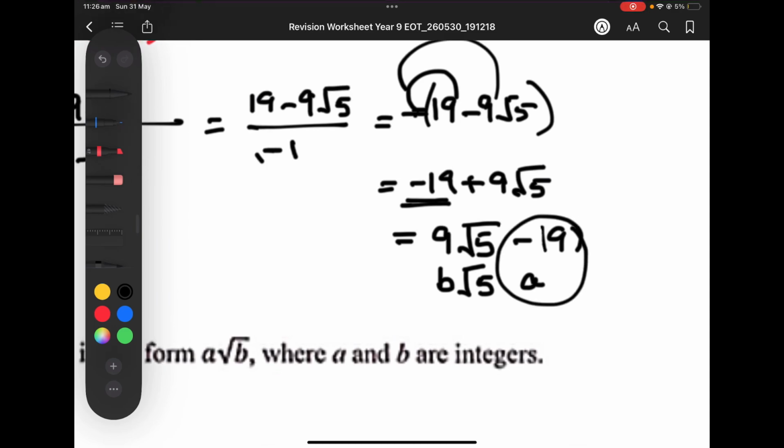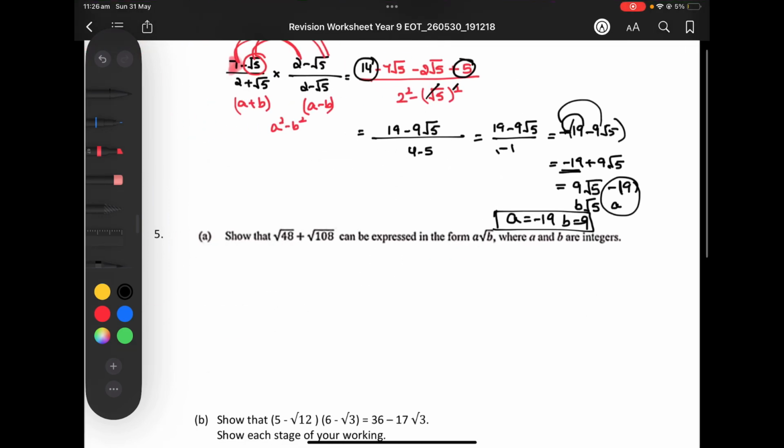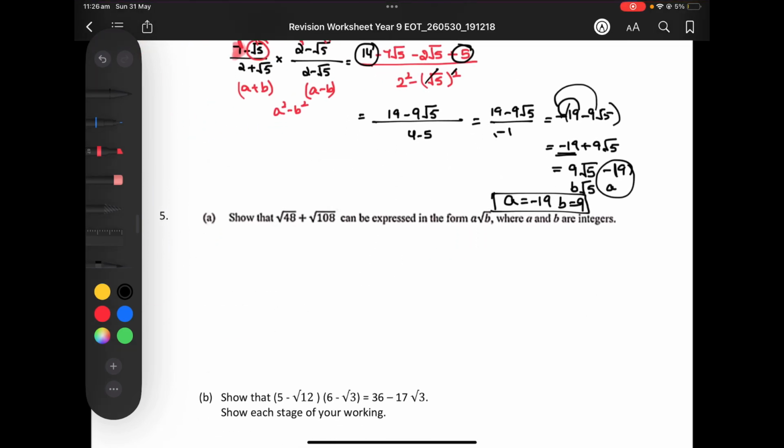Minus 19 is your a. Pay attention, not just 19 but minus 19, because we have to pay attention to the sign also. So a is equal to minus 19 and b is equal to 9 is what you get from here. Okay, next question. Root of 48 plus root of 108 can be expressed in terms of this, where a and b are integers.